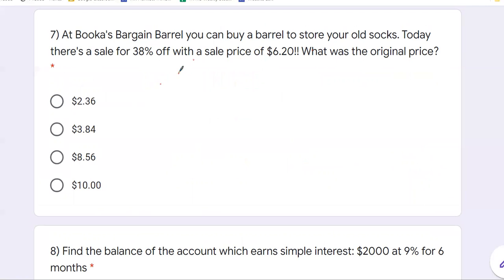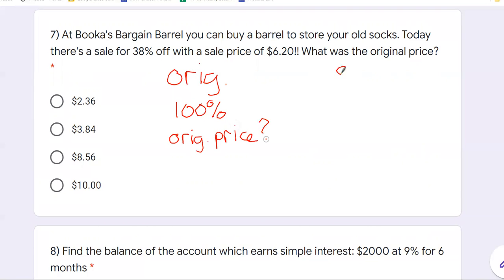So this is kind of interesting because the original price is unknown. We do know that the original percentage was 100%, but we don't know the actual original price. It's unknown. I'll put a little question mark. But for the sale, we know a couple things. We know first that the sale price is $6.20. We also can figure out what the percentage must have been after the sale was applied.